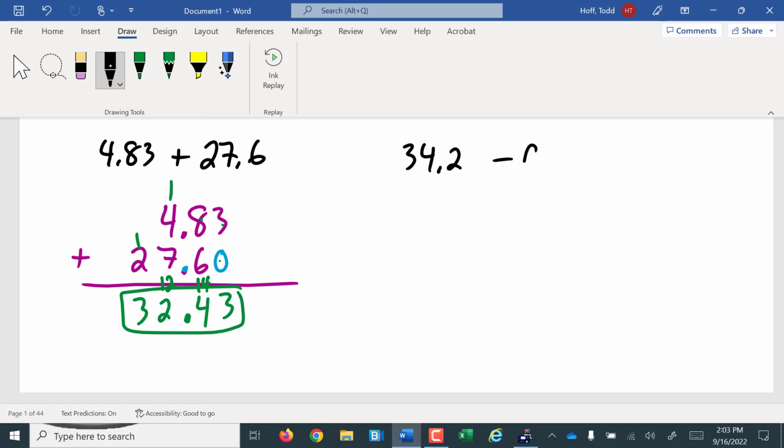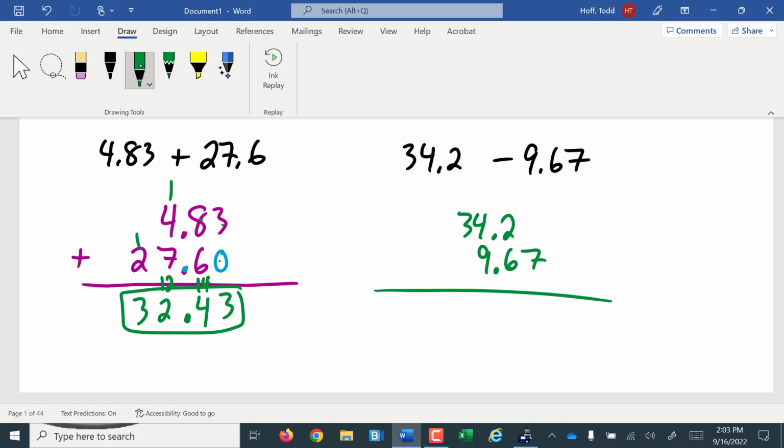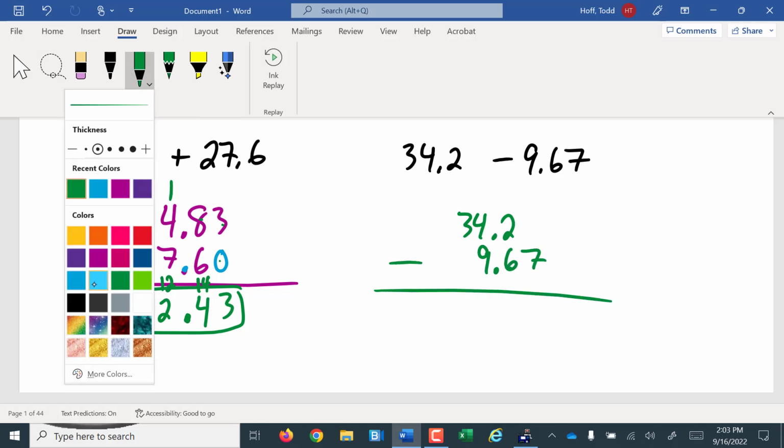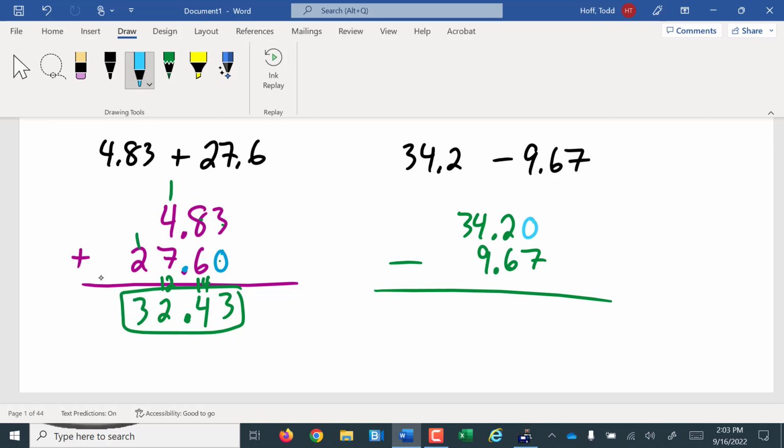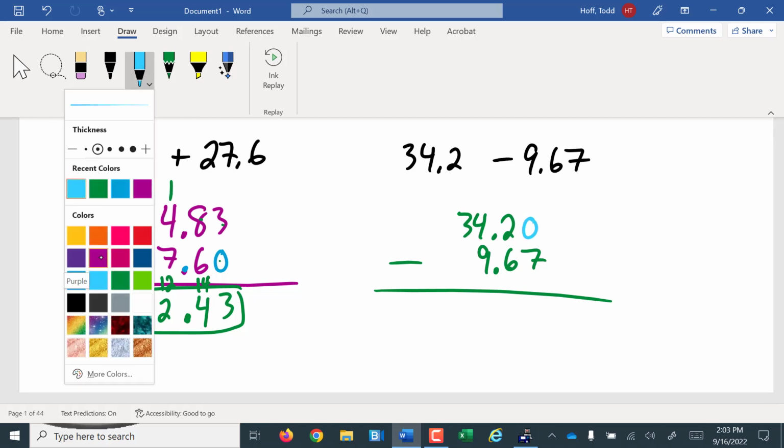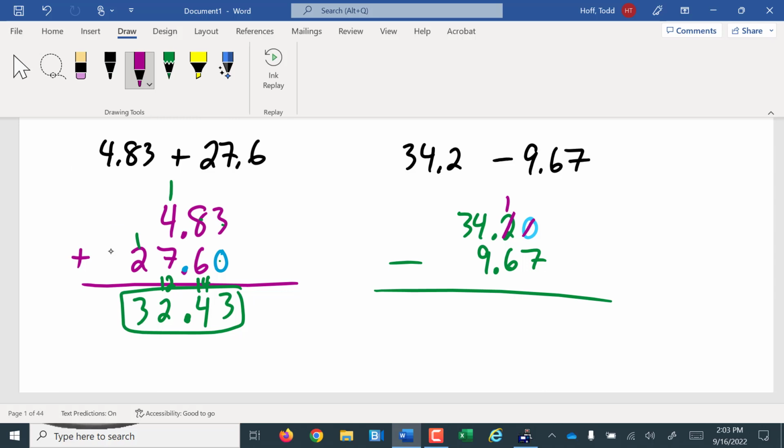We might have 34.2 minus 9.67. When we go to set that up, 34.2, we have to make sure we line the decimal points up again. So I put the decimal point in for the bottom number, and then I fill in the digits around it. Here we have to put in the 0 that's missing for that decimal place. And then we'll go to subtract. 0 minus 7 can't be done, so we need to borrow from the 2. That's a 1. This is now 10. 10 minus 7, 3.